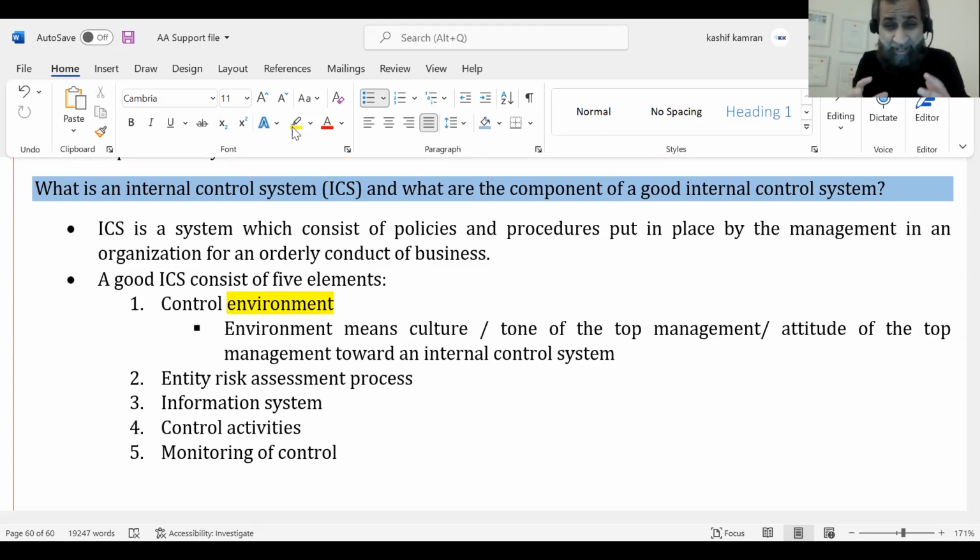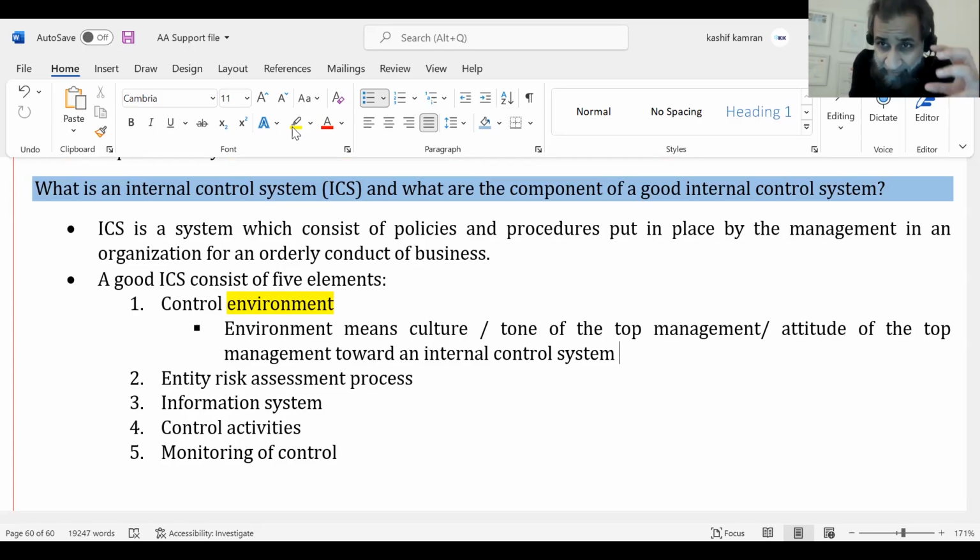But if the management is like a fraudulent management or a fraudulent mindset management, probably they don't like to have systems in place. So you first need to know the commitment of the management. If there is a commitment from the management, if there is an attitude from the management, definitely they will have a very strong system in place.